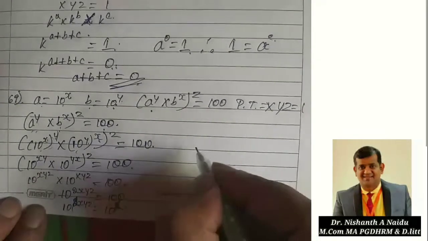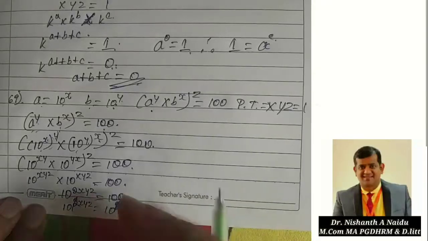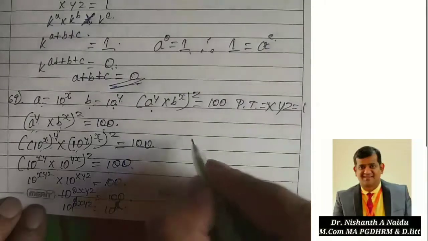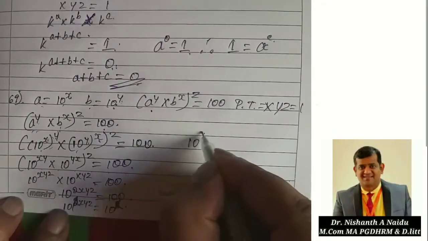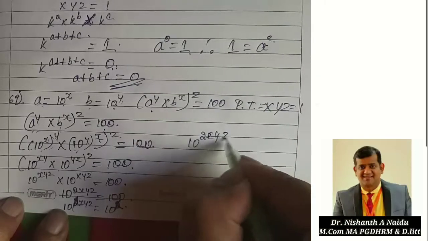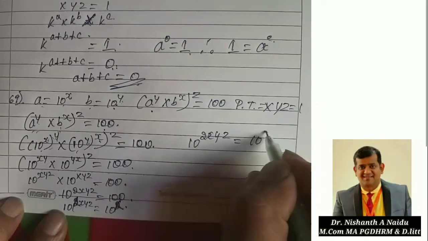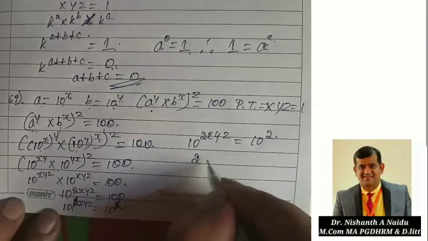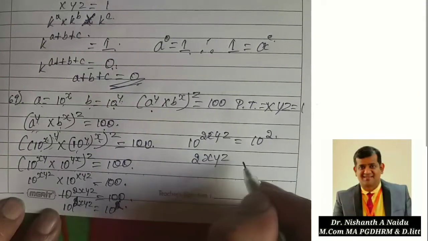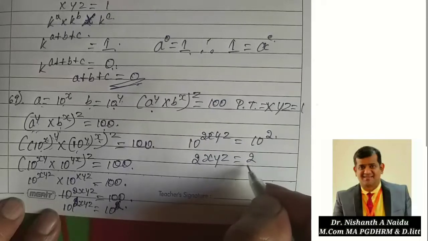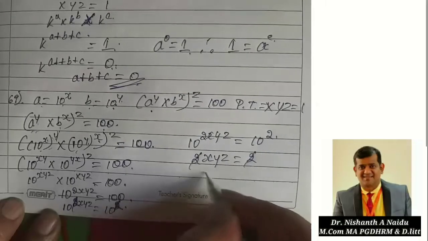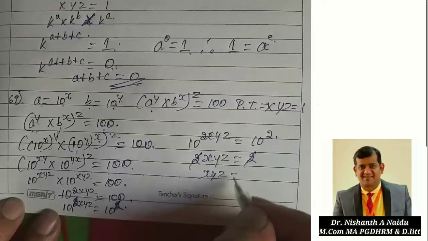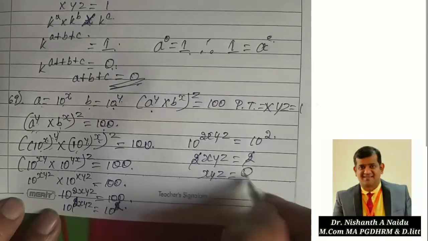Let us frame an equation now. I am doing it here because only 2 steps are left. So I am copying this: 10 to the power of 2xyz equals 10 to the power of 2. Clear? So now if I want to form an equation, the equation will be 2xyz equals 2. So let us cancel 2 and 2, so xyz is equal to 0.